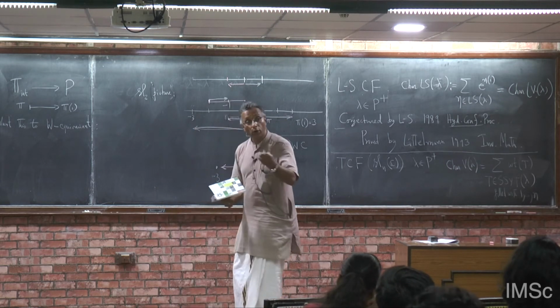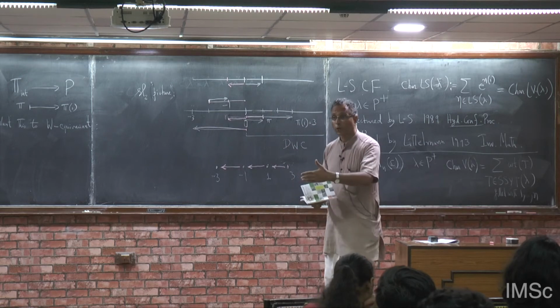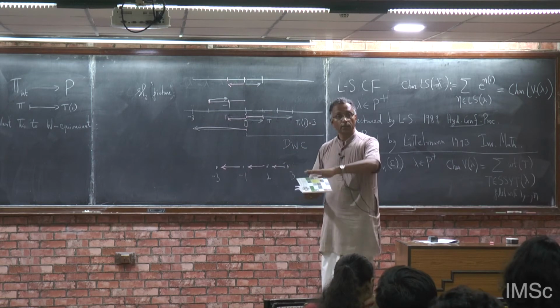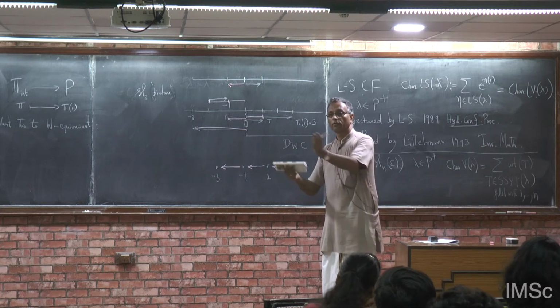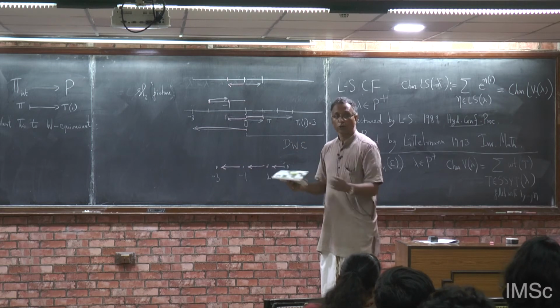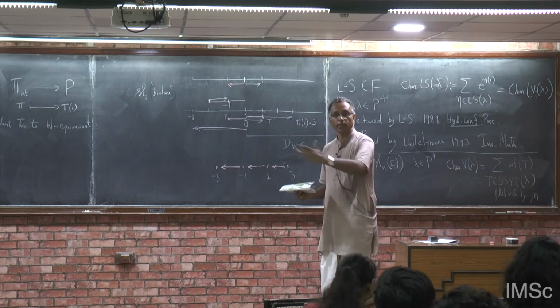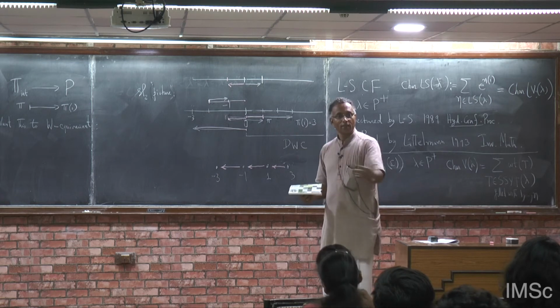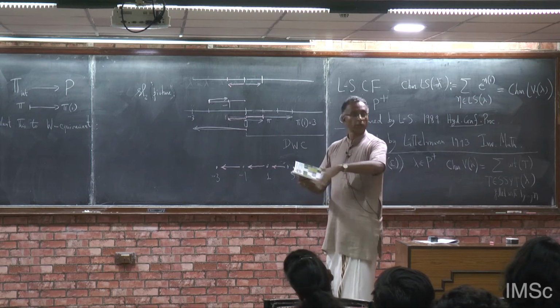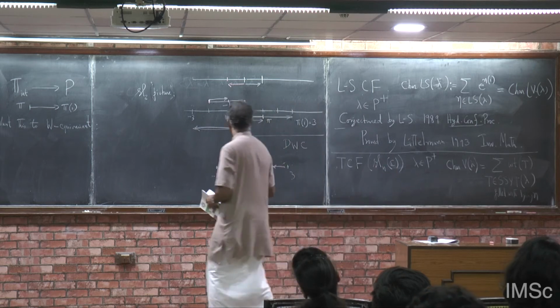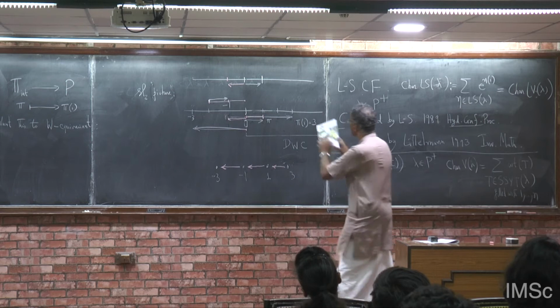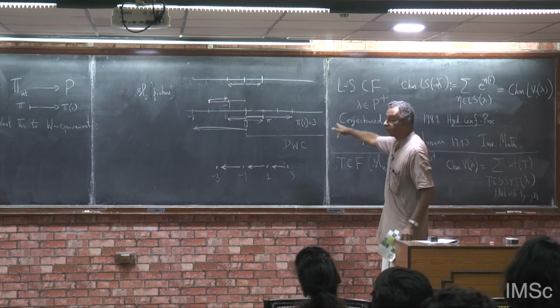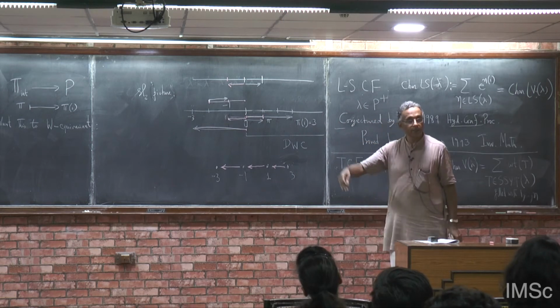For example, we are going to use it in the character formula to reduce to the case where I will only have to do things for those which are dominant, etc. Because then you can just push by the W action, so you can reduce things. That's the way it's used. Okay, so let us draw this. Now that we have the SL2 picture, I've written this horizontally here, but let me draw this vertically.